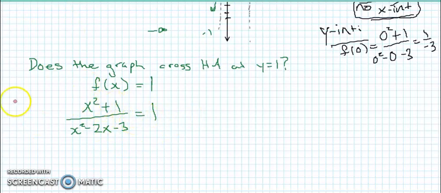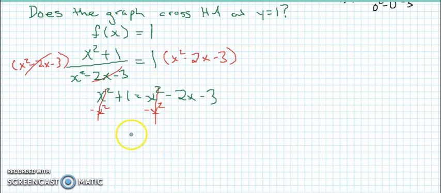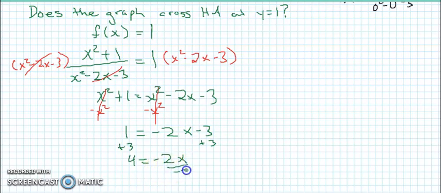The first thing I would do with this equation is get rid of that denominator. So I'm going to multiply both sides by the expression in the denominator. That cancels here, and now I have x squared plus 1 equals x squared minus 2x minus 3. I see an x squared on both sides. I'm going to subtract x squared from both sides, and that drops the x squareds out of this equation. So now it's 1 equals -2x minus 3. And so I could move the 3 over. So 4 equals -2x, and then divide both sides by -2.